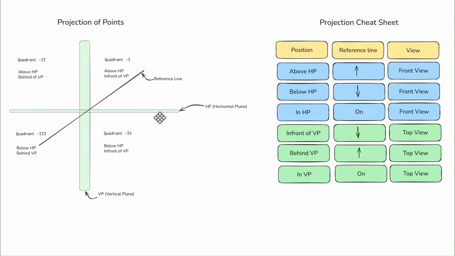So this is all about projection of points. You have to draw a point above the reference line. They will give you a length, and based on that, you have to draw that point. Above HP means above the reference line. Below HP means below the reference line. And in HP means on the reference line itself. So you need to remember this. Above HP, above the reference line, up arrow. Below HP, below the reference line, down arrow. In HP means on the reference line.